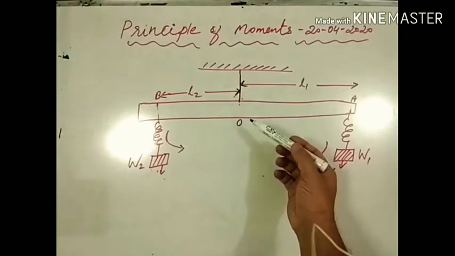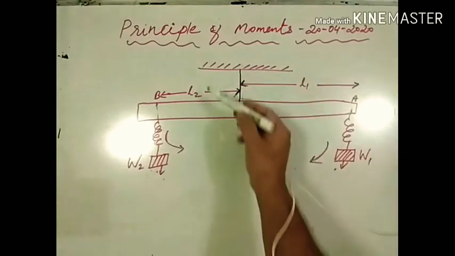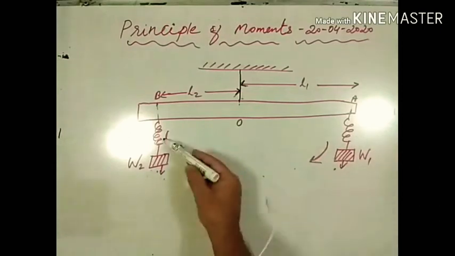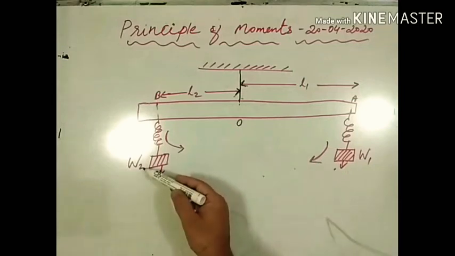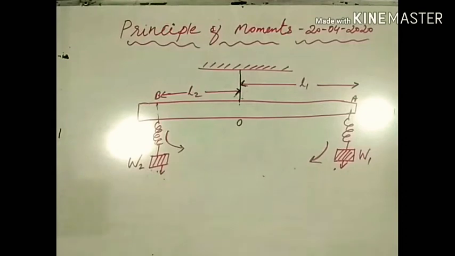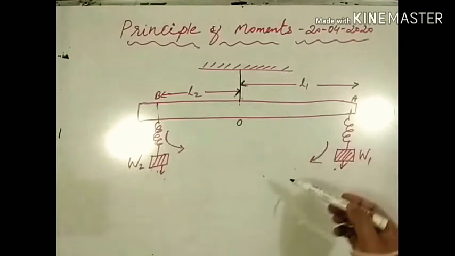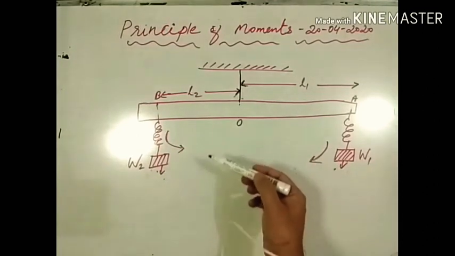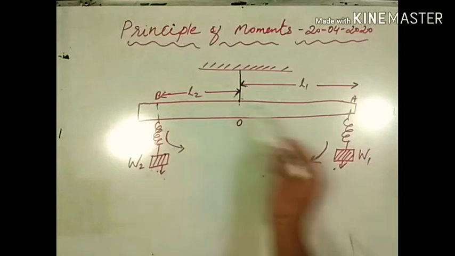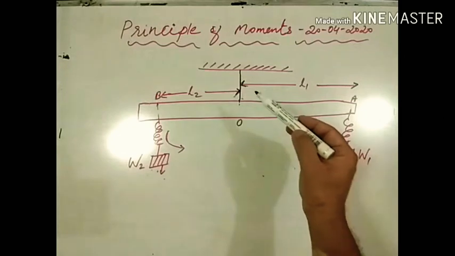What you can see on the board? A meter rule suspended with the help of a thread on the rigid support, and you can see with the help of spring balance two slotted weights W1 and W2 are hung on either side of the meter rule. The meter rule may tilt to one side, right? Now adjust either of these slotted weights W1 and W2 in such a way that the meter rule balances horizontally in rotational equilibrium.